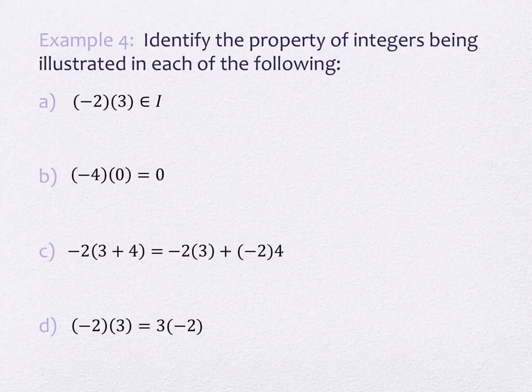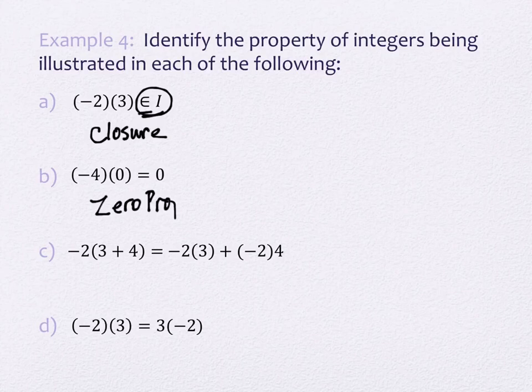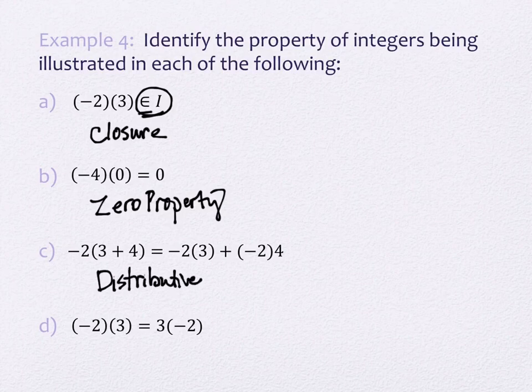All right, what'd you get? What do you think that first one is? That's closure. Closure tells us that when I multiply 2 integers together, it's an element of the integers. That's the notation for that. What's the second property? That's the 0 property. What's my third one? Yep, distributive. And the last one, it's commutative.